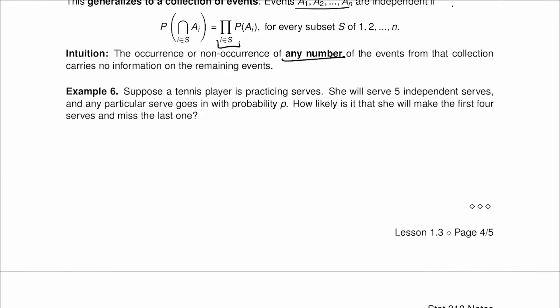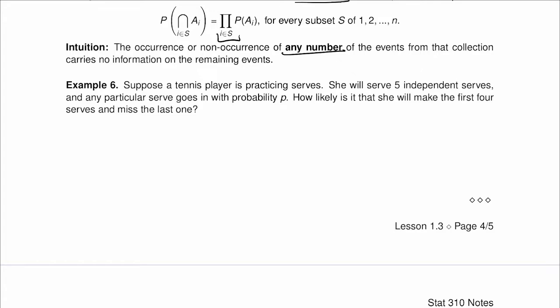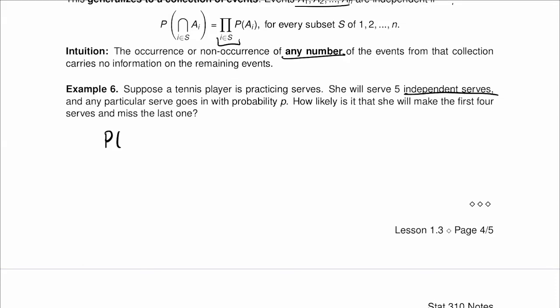Let's see this example. Suppose a tennis player is practicing serves. She will serve 5 independent serves, okay? And any particular serve goes in with probability P. How likely is it that she will make the first 4 serves and miss the last one? Let's say the probability of make sub I is equal to P. We have that the probability to make the serve is equal to P, for I from 1 to 5, okay?